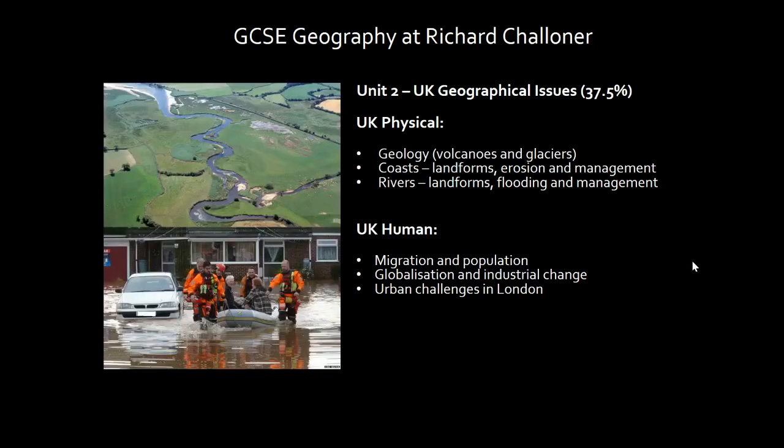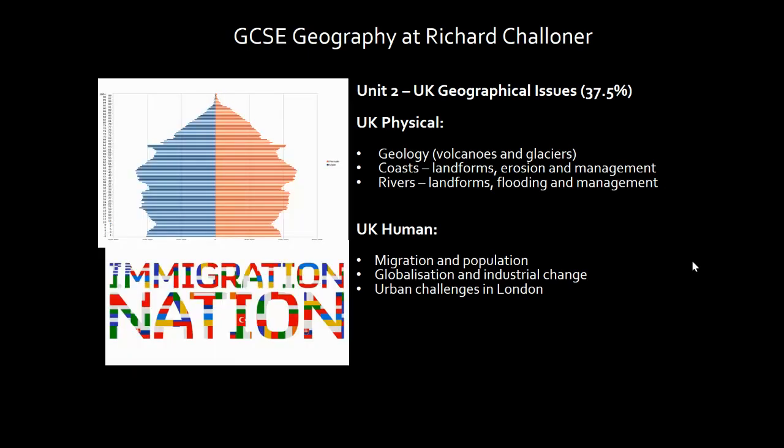We do a similar thing with rivers, where we look at the landforms, how they form, flooding, the impact that flooding then has. The UK human geography focuses on population change and migration. So actually, how has the UK's population changed over the last 50 years? Where are people coming from? Where are people going to? We look at the impact globalisation and industrial change has had in the UK, so thinking about regions towards maybe the north of England that were known predominantly for manufacturing. How have they changed? Why have they changed?